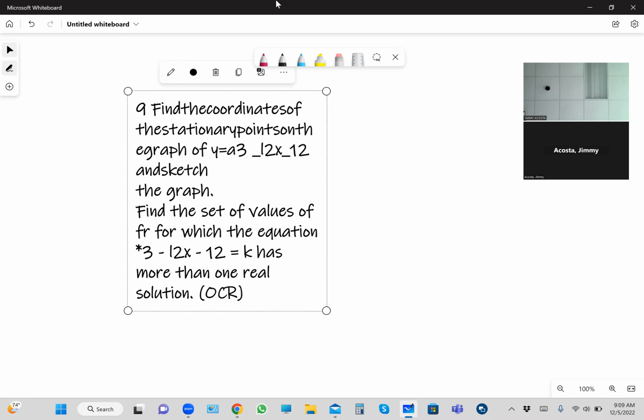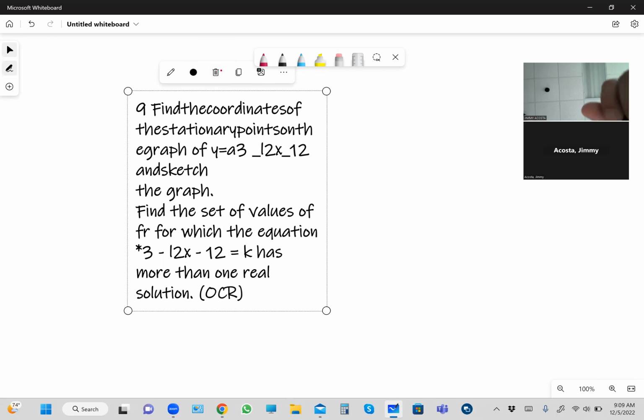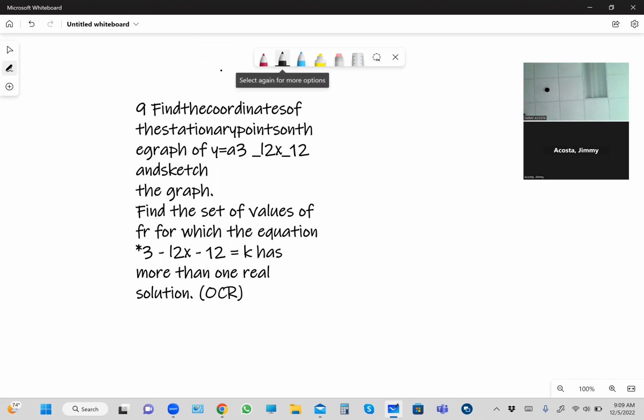Here's the question. This is how I copied it. Let me make sure it makes sense because it doesn't look like it makes sense to me. This part here doesn't make sense. So I'll go ahead and write it. This is question number 9 on your OCR. I should buy a new point for this pen.